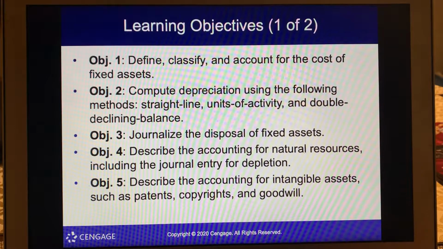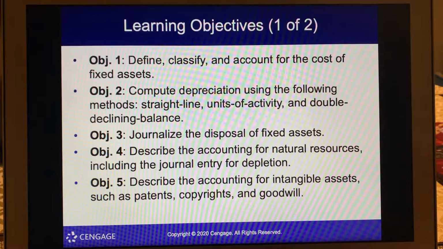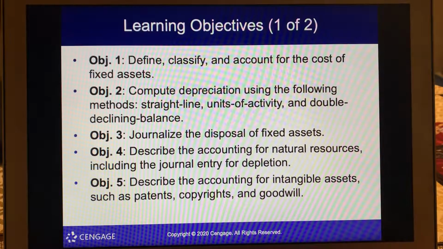Compute depreciation using the following methods: straight line, units of activity, double declining balance. Journalize disposal of fixed assets. Describe the accounting for natural resources, including the journal entry for depletion. Describe the accounting for intangible assets such as patents, copyrights, and goodwill.